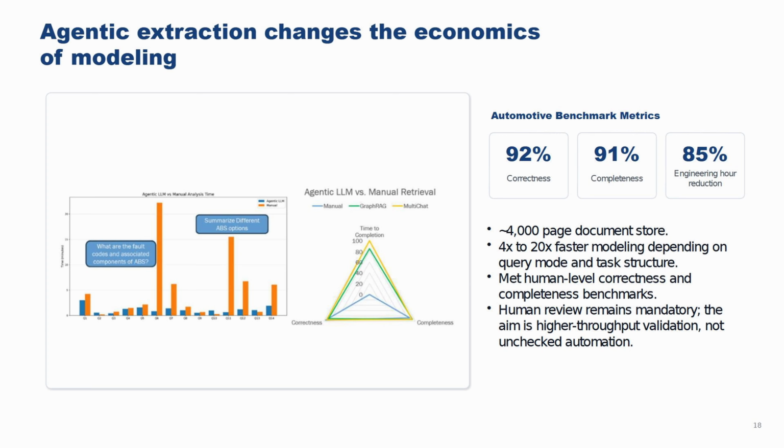On the left, we have a couple of charts. The left shows the time comparison of manual lookup versus agentic AI lookup for a variety of queries. The right chart shows a radar chart of the correctness, completeness, and the inverse time to completion, normalized between 0 and 100 for manual lookups, the AI agent, and using the AI agent in a parallel fashion.